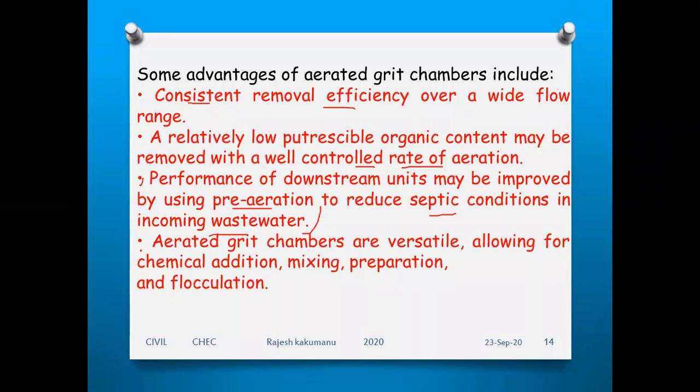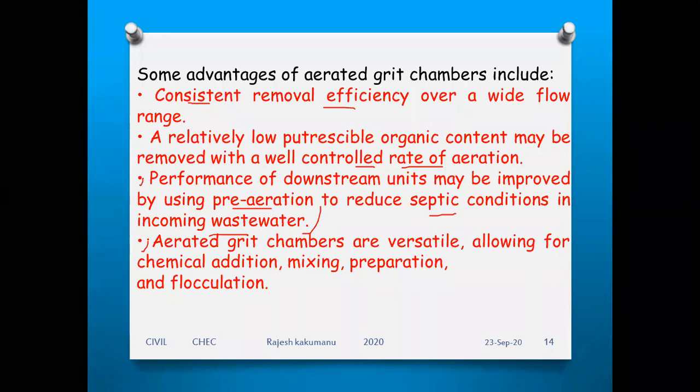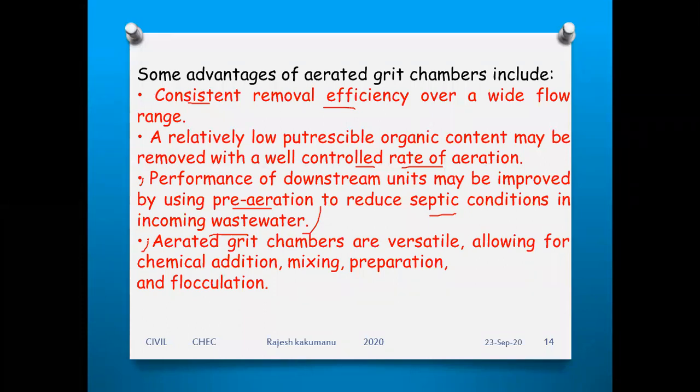ఫోర్త్ వన్, aerated grit chambers are versatile, allowing for chemical addition, mixing, preparation and flocculation. So what is the other advantage of this device? Aerated tank, it is a versatile machine. Versatile machine ante it can do maximum number of work, maximum different types of work. So what is the meaning of this one? Versatile means ఒకే డివైస్ 4-5 రకాలుగా పనిచేయడం అన్నమాట, రైట్?